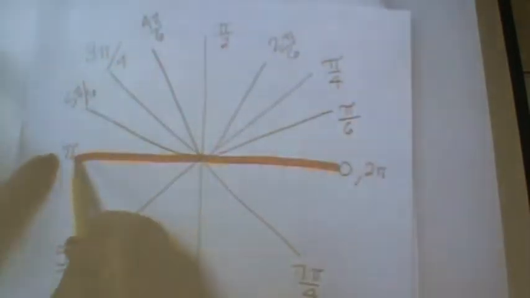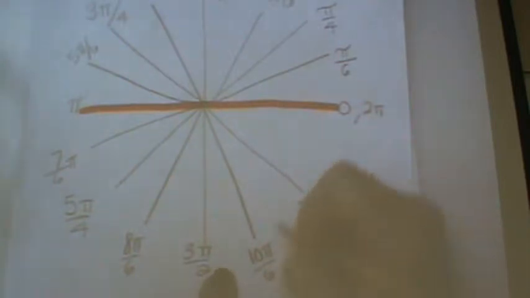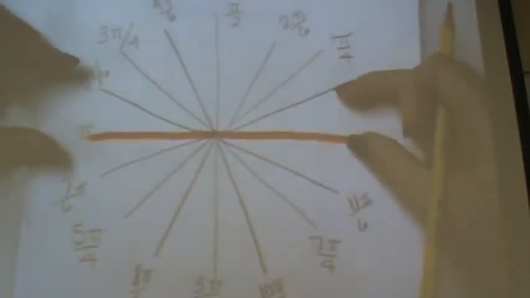4/6. This is 5/6. 6/6. 7/6. This is 8/6. This is 9/6. This is 10/6. And this is 11/6. And 12/6 is 2. Okay, now look at these 30s.